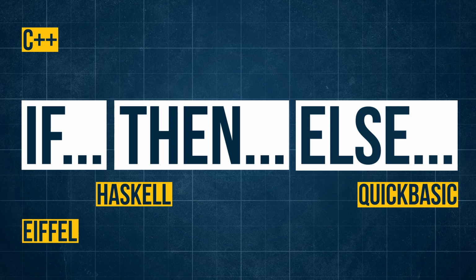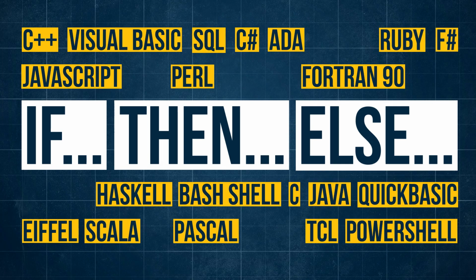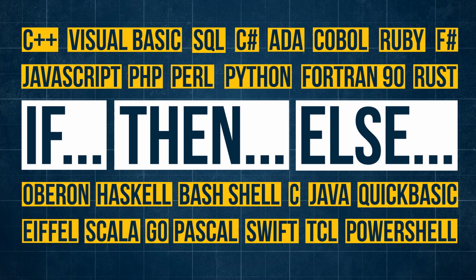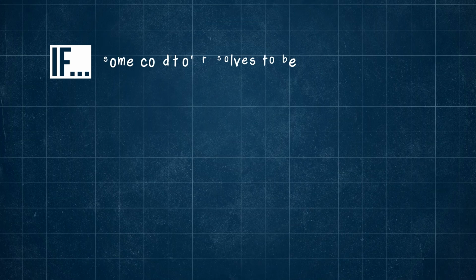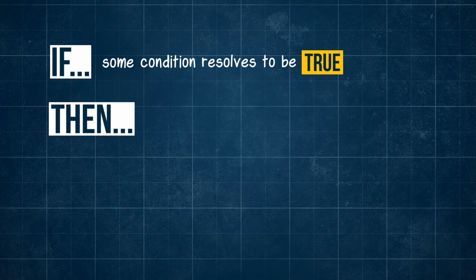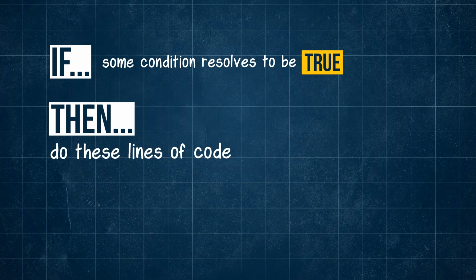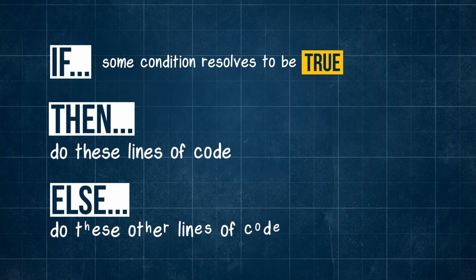For this video, we're looking at if then else. Almost every coding language has some variation of if then else, but regardless of the syntax, the principle of it goes like this. If some condition resolves to be true, then do these lines of code. Else, do these other lines of code.